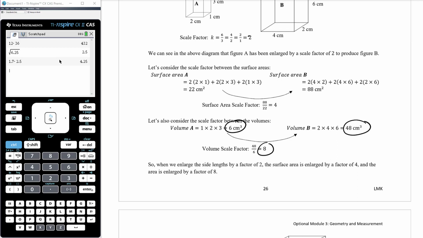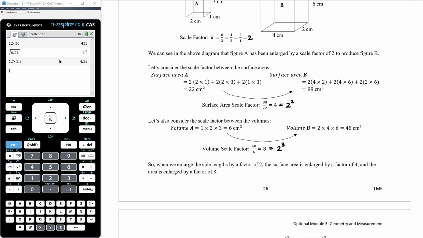So the linear scale factor is 2. The area scale factor is 4, which is 2 squared, and the volume scale factor is 8, which is 2 cubed. Okay, and that's essentially because each of these numbers is 2 times bigger than these numbers.